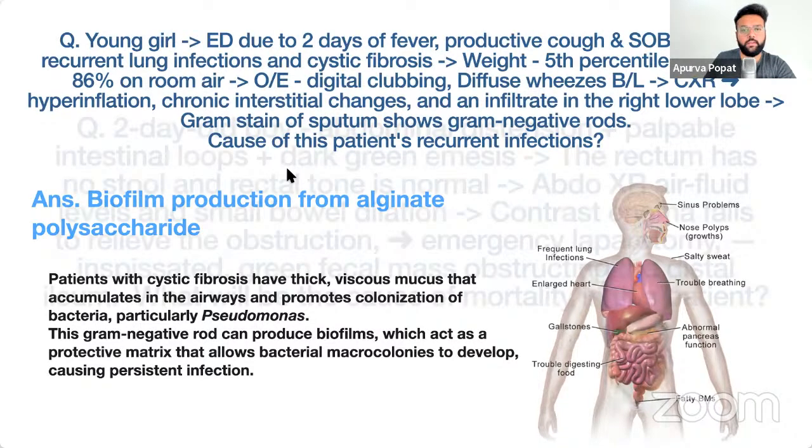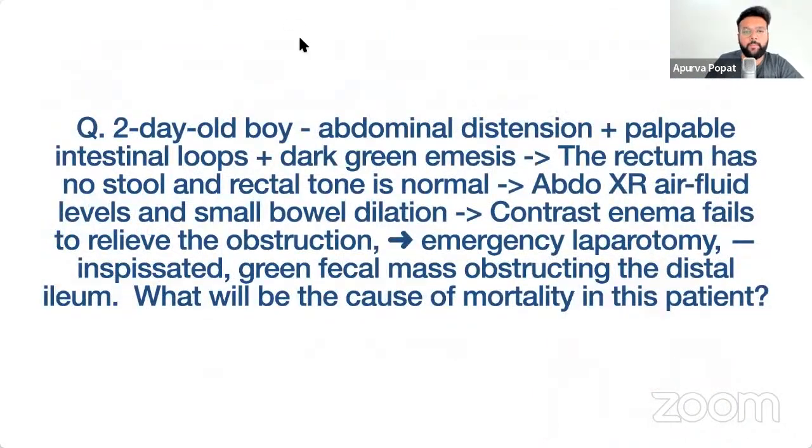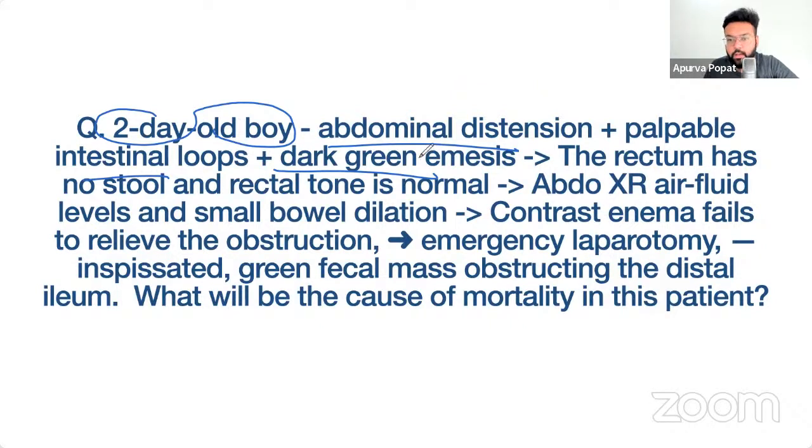That's the next question. A 2-day-old boy is coming with abdominal distension, palpable intestinal loops, and dark green emesis. The rectum has no stool. The rectal tone is normal. What have we ruled out in this patient? If I say the rectum has no stools and the rectal tone is normal, what have I ruled out in this patient?